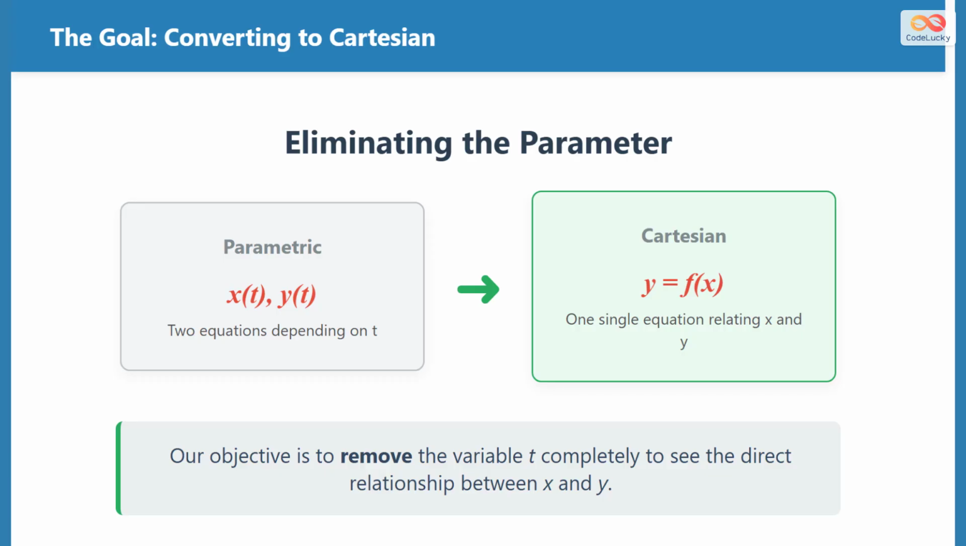Our goal in this lesson is to eliminate that parameter. We want to transform the pair of equations x of t and y of t into a single Cartesian equation, y equals f of x. By removing t, we reveal the direct relationship between the horizontal and vertical positions.